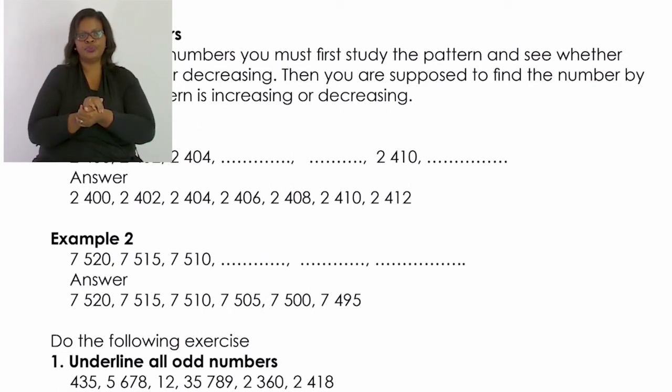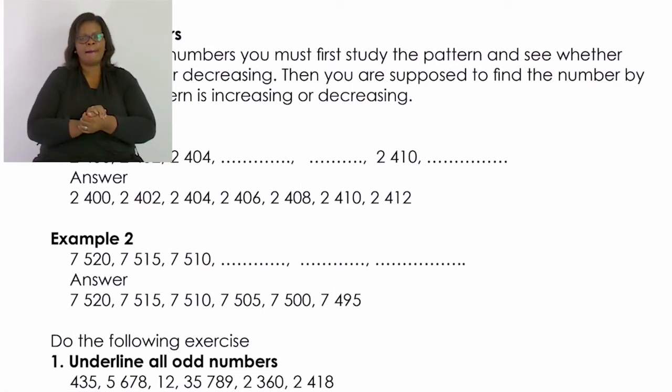So our third number now becomes 2,406. Then from that 2,406, we also add another 2 again. Then we go to 2,408. The next one is given already, which is 2,410. Then the last one also add a 2. Then it becomes 2,412. Let us go to the second example.